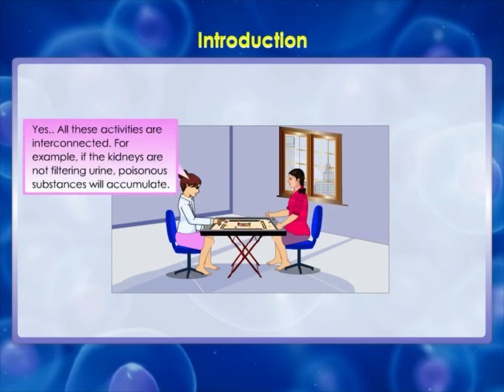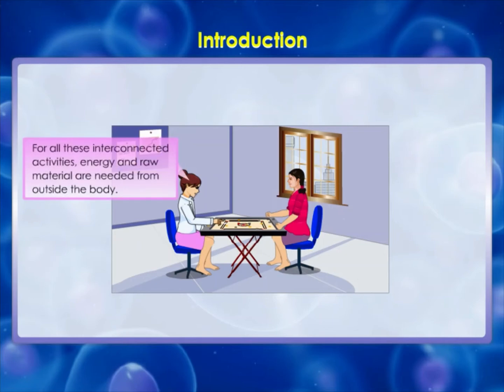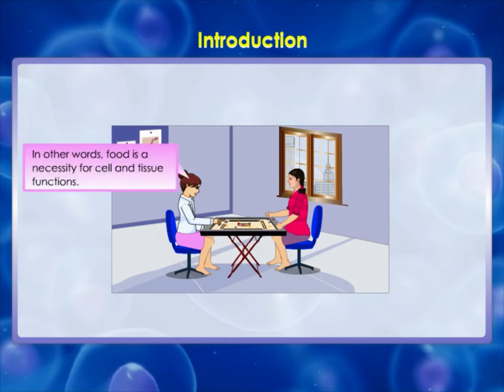Yes, all these activities are interconnected. For example, if the kidneys are not filtering urine, poisonous substances will accumulate. Under such conditions, the brain will not be able to think properly. For all these interconnected activities, energy and raw material are needed from outside the body. In other words, food is a necessity for cell and tissue functions.